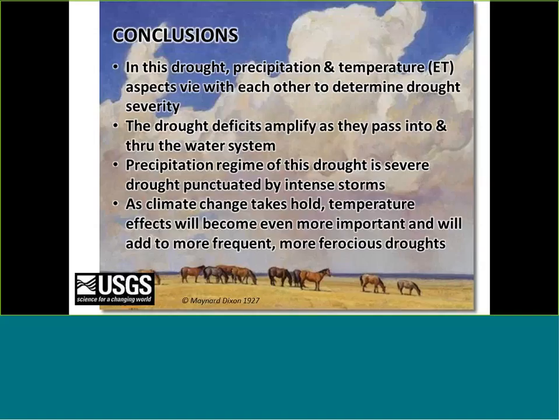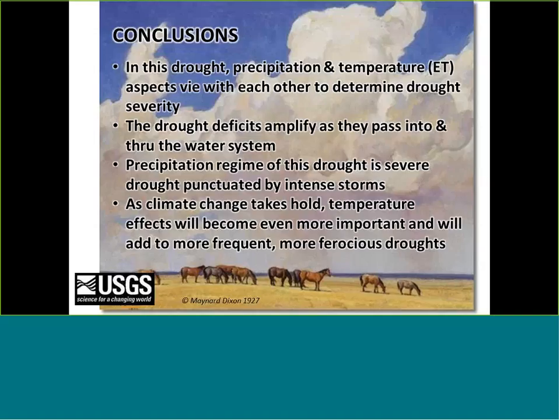These drought deficits are measured in common units, in particular my silly years of missing water units, but you could do it with percentages or, to an extent, standard deviations. A lot of those things basically amplify as they pass into and through the water system. That shouldn't be a surprise to anyone, but this is part of what I was struggling to get my head around. The regime of this drought is severe drought punctuated by a few intense storms, and that's what we anticipate.